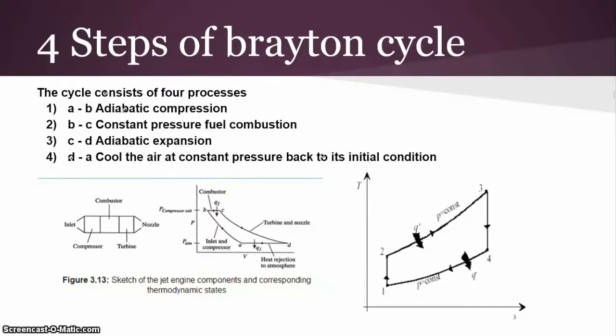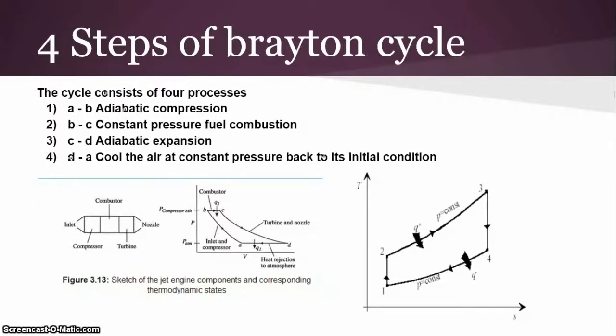The first step involves adiabatic compression. From the pressure volume graph and from the temperature entropy graph, we can see that there is an increase in pressure and temperature while the entropy stays the same. This step takes place at the inlet and compression part of the turbine. The second step involves constant pressure combustion. The pressure does not change, but there is an increase in both entropy and volume.